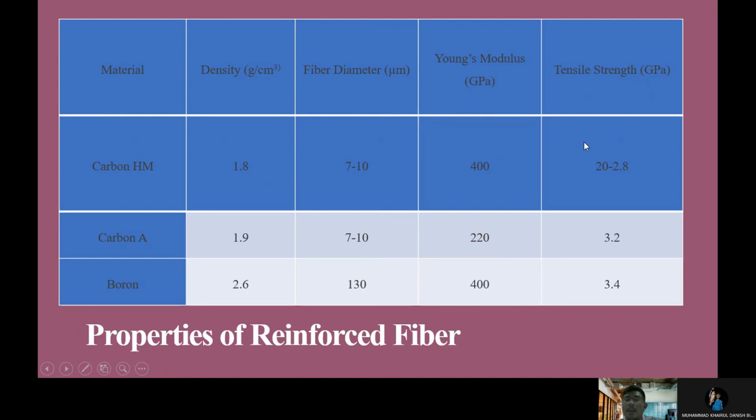has 400. And last, for the tensile strength, the carbon HM has the highest tensile strength, which is 20 to 2.8, while the carbon A has 3.2 tensile strength, and the boron has 3.4 tensile strength. Next, I will pass over to the next discussion.